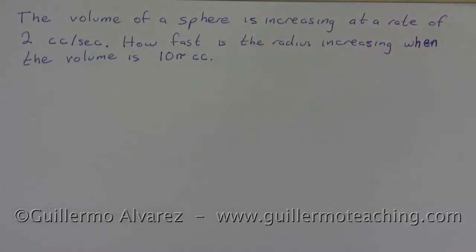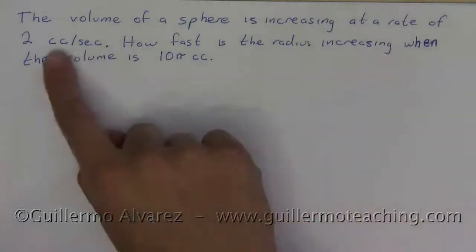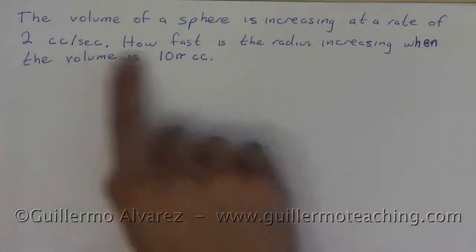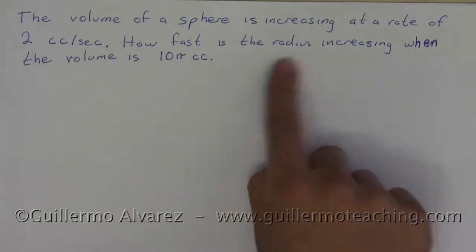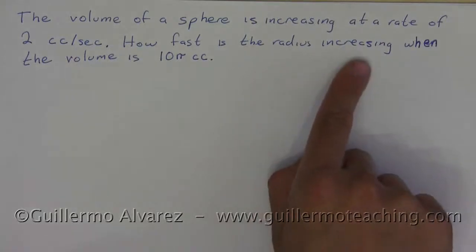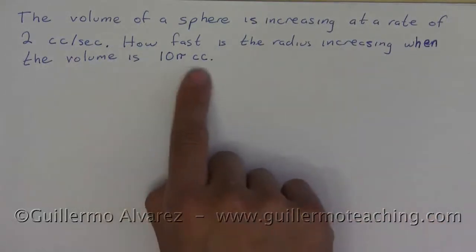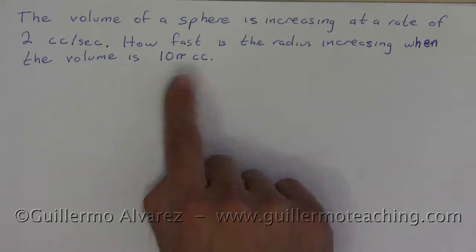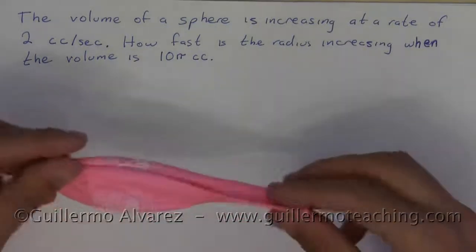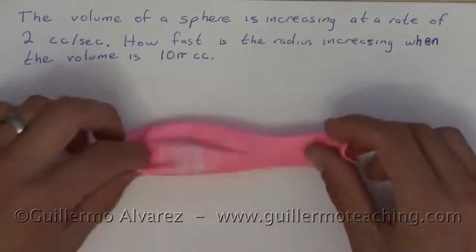Okay, so this is our very first related rate problem, and it involves a sphere increasing at a rate of 2 cubic centimeters per second, and we want to know how fast the radius is increasing when the volume is 10 pi cubic centimeters. Okay, so the main idea is, we have here a balloon, right?